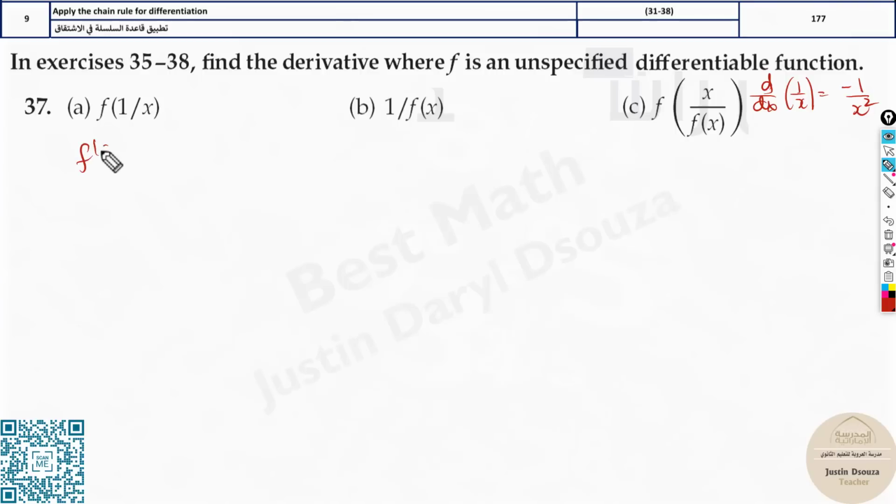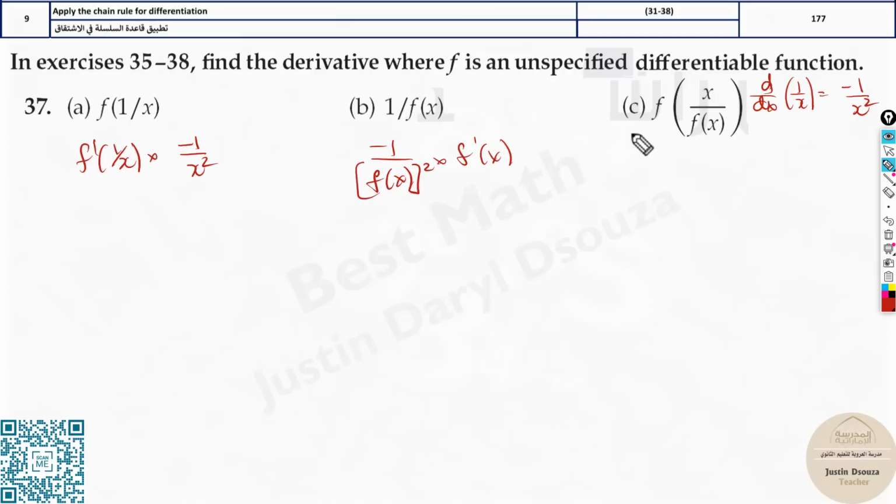Now here first f prime of 1 by x multiplied by minus 1 by x squared. That's the answer. Here we have 1 by f of x. So it's minus 1 by f of x squared times f prime of x. Because first I do 1 by x. Instead of x I have f of x. That's fine. Minus 1 by x squared. Then whatever is this x term, I have to derive it. So derivation of the x term would be f prime of x itself.